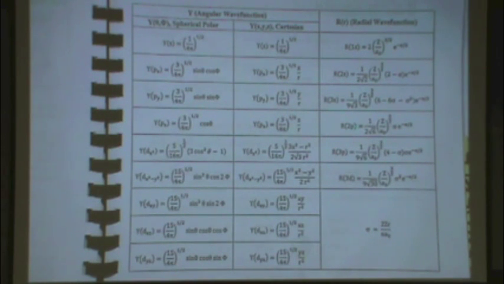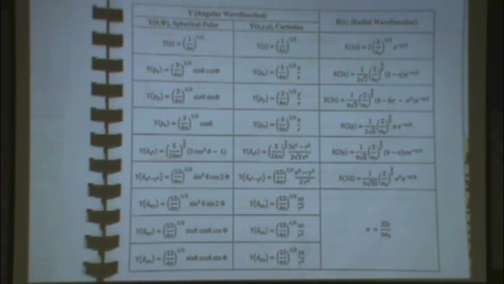sine and cosine functions. The middle column, it's not in your book, but a lot of people have asked me, so I put them in here. This is the Cartesian way of writing it. So as far as x, y, and z, the middle column, we can do x, y, and z, that's possible. That's what the middle column represents.